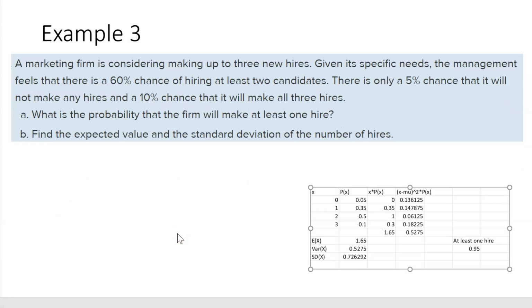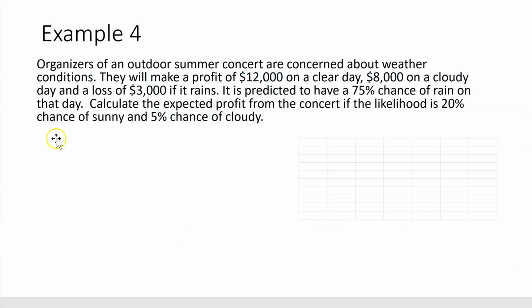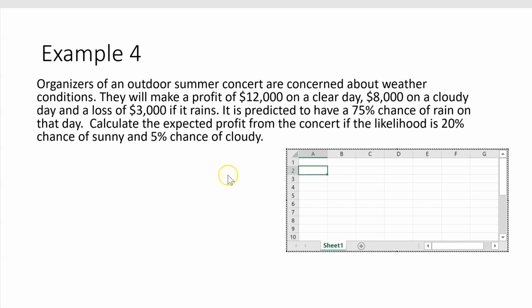All right. And finally, one more example. Organizers of an outdoor summer concert are concerned about weather conditions. They will make a profit of $12,000 on a clear day, $8,000 on a cloudy day, and a loss of $3,000 if it rains. It is predicted to have a 75% chance of rain on that day. Calculate the expected profit from the concert if the likelihood is 20% chance of sunny and 5% chance of cloudy.